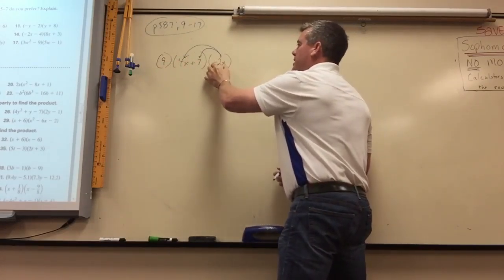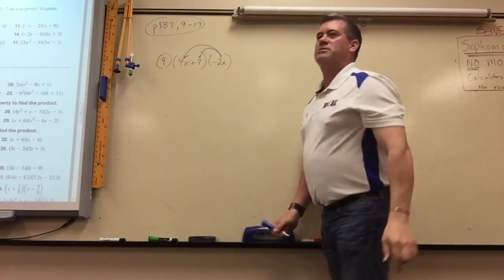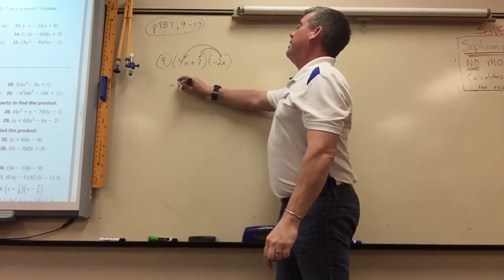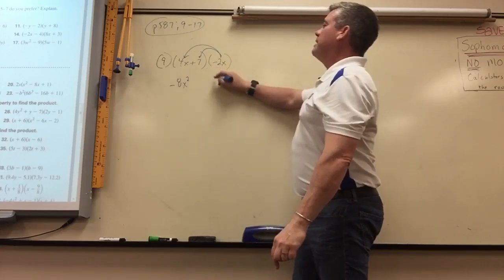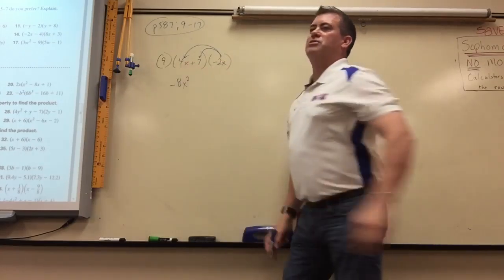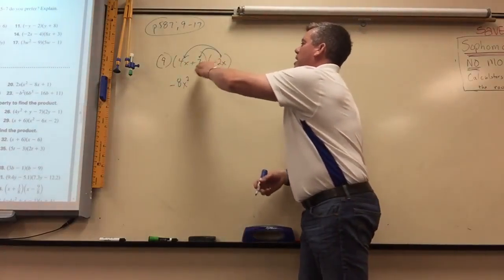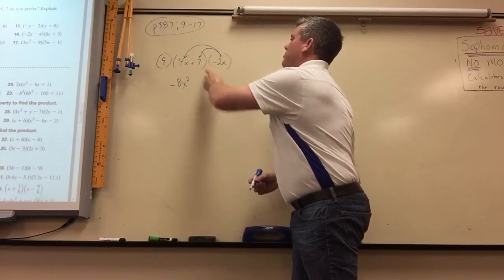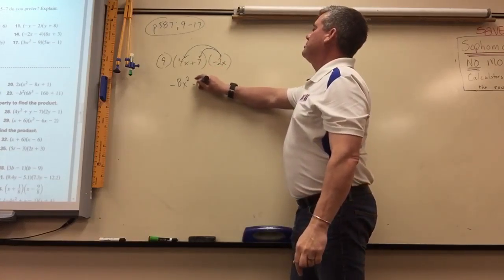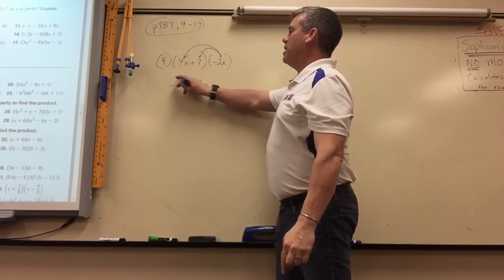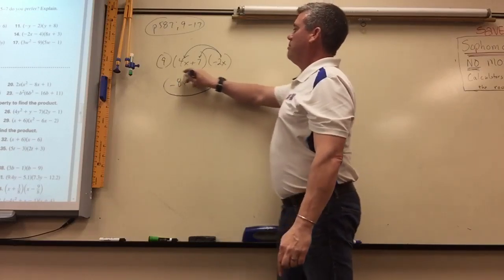So all you got to do is take the negative 2x times 4x. Negative 8x squared, because an x times an x is x squared. And then take the negative 2 times 7. Negative 14x. And can we combine anything? No.